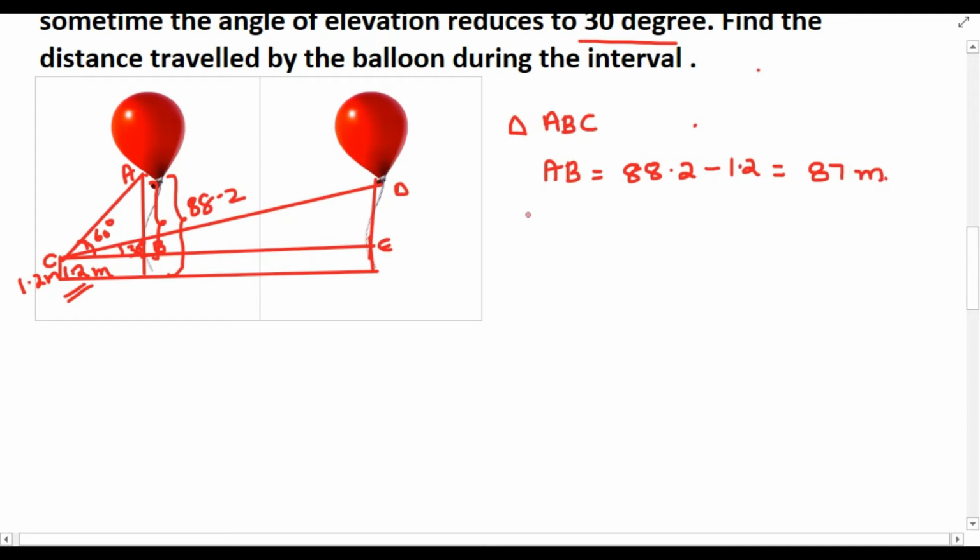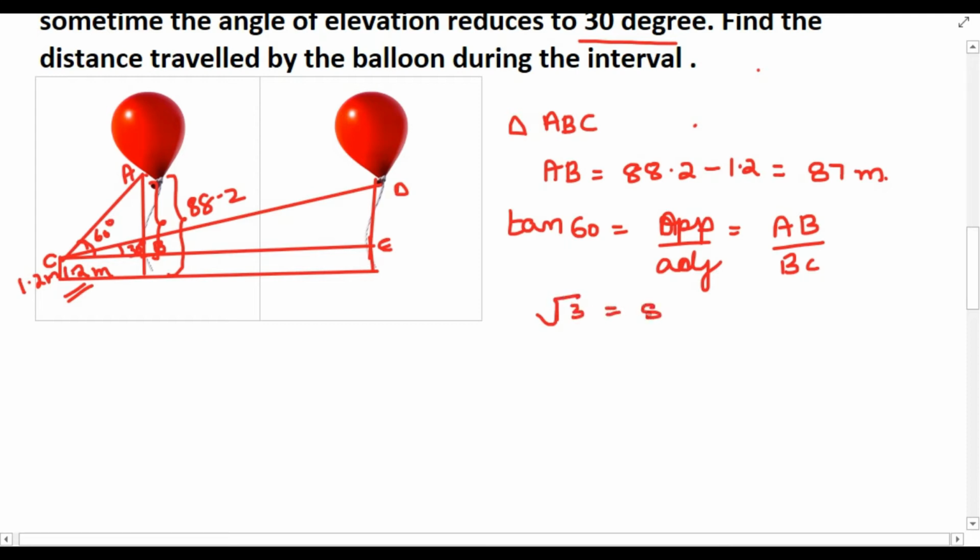Now from the triangle ABC, tan 60 is equal to opposite side by adjacent side, and opposite side is AB, adjacent side is BC. Tan 60 is root 3, AB is 87, BC we don't know, so we'll write BC as such. BC is equal to 87 by root 3.